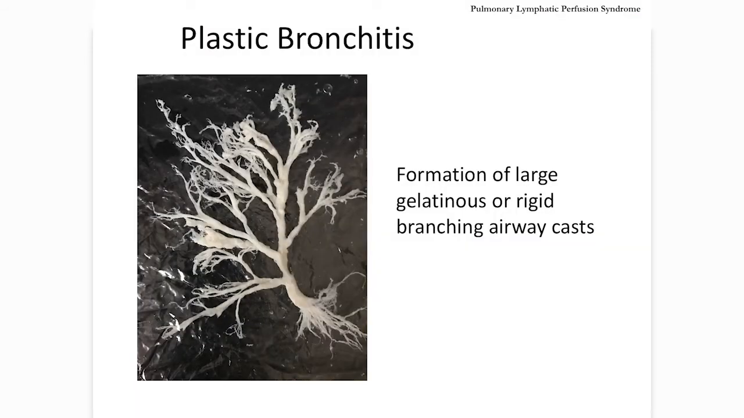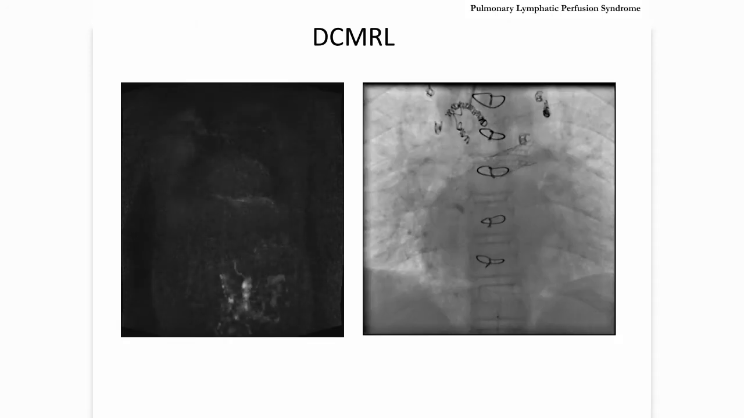And this is the first condition we discovered having this pulmonary lymphatic perfusion syndrome. Plastic bronchitis is a rare condition where kids or adults form large casts of their airway and cough them out. It's a relatively common disease in congenital heart disease patients, but we also see it quite a lot right now in adults.